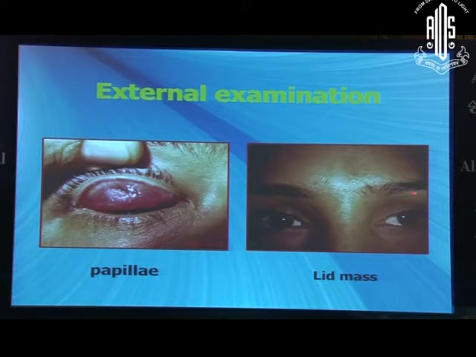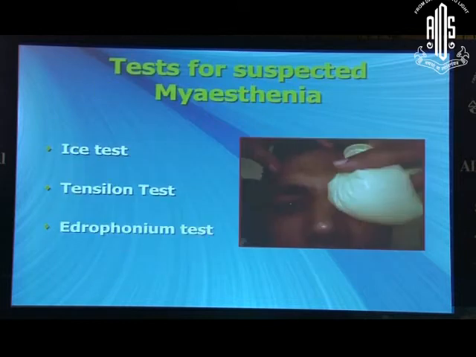You need to look for other causes for occurrence of ptosis, such as a mechanical ptosis caused by a lid mass or a lid edema or a papillary reaction following contact lens use, or so many other factors. So all those factors need to be looked at in those cases who develop an acquired ptosis.